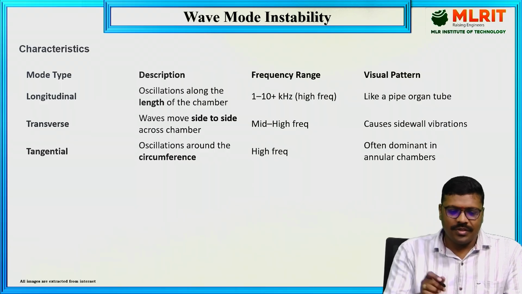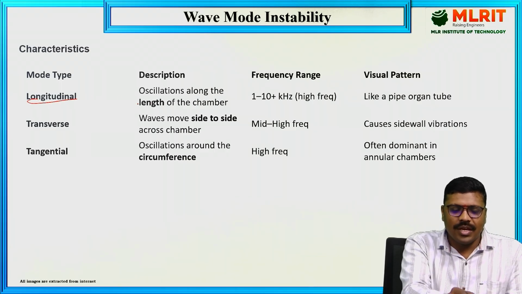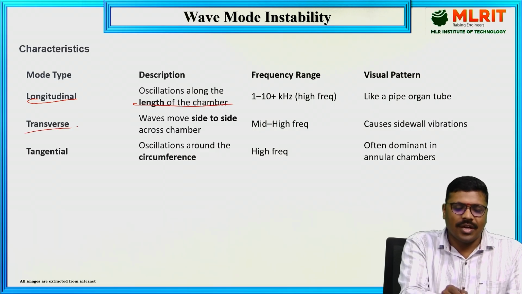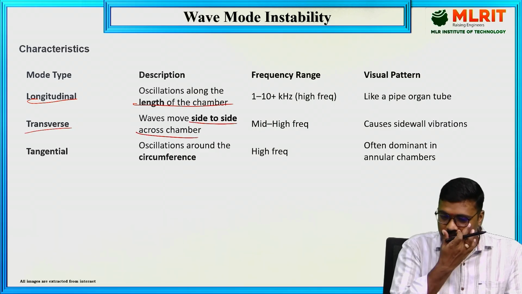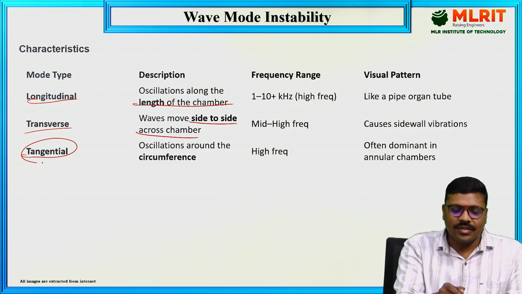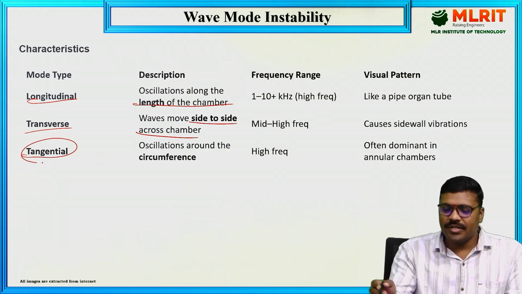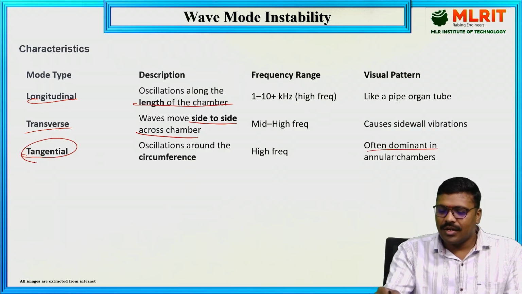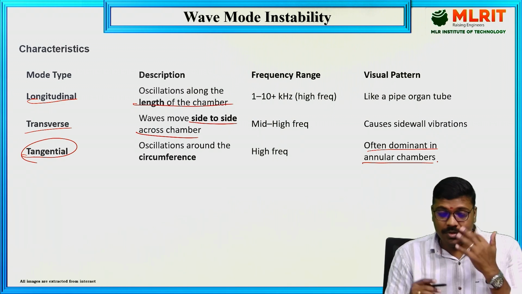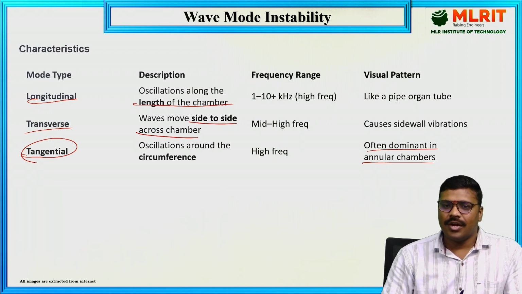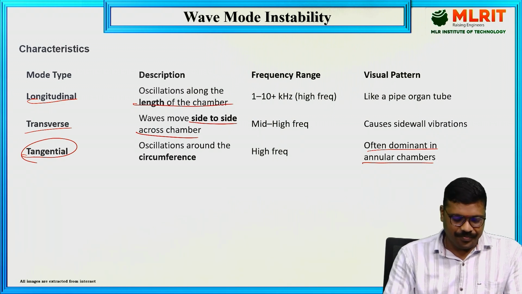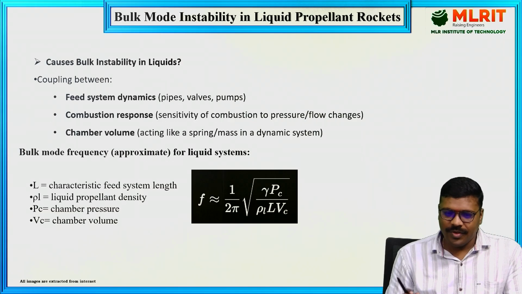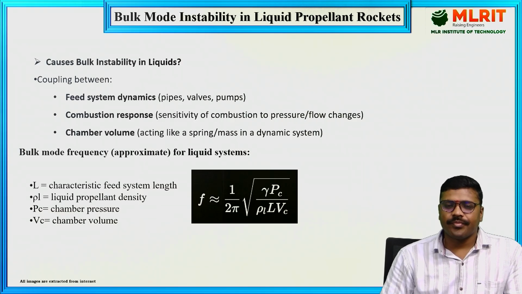So this is along the length. Longitudinal means along the length of the chamber. Transverse means across the chamber, side to side, which will damage the side walls. Coming to the tangential oscillation, it happens in annular chambers and will damage the annular chamber. It also affects the walls and other injector parts. So this is about wave mode of combustion instability.